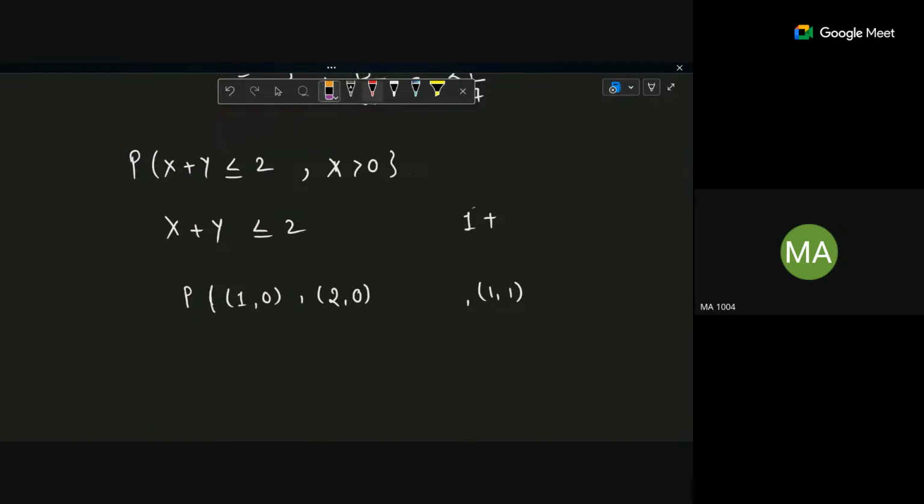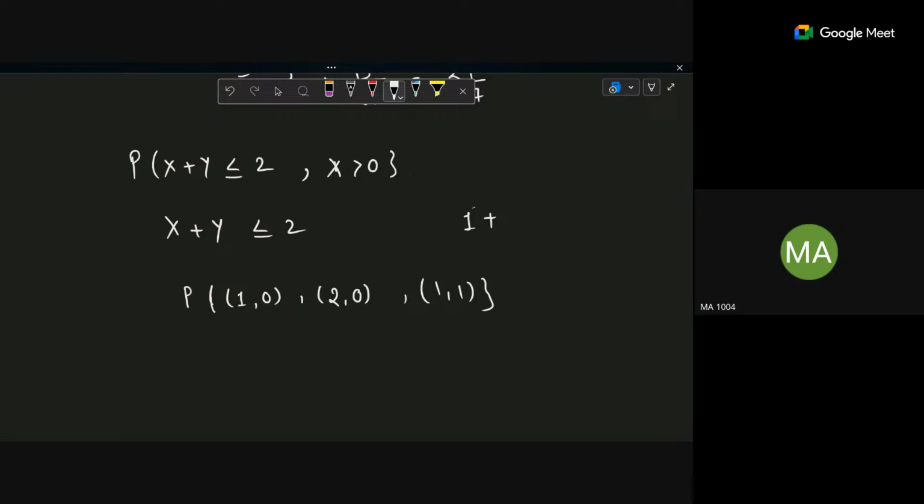Okay. So only these three possibilities: 1 0, 2 0 and 1 1, right? Yeah, I am just writing it. So only these three.